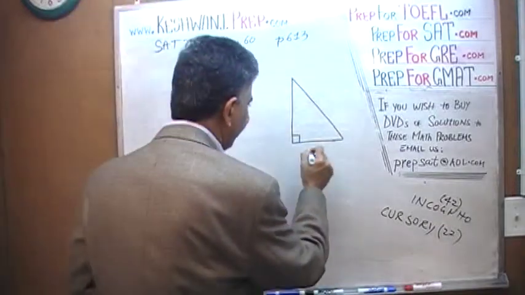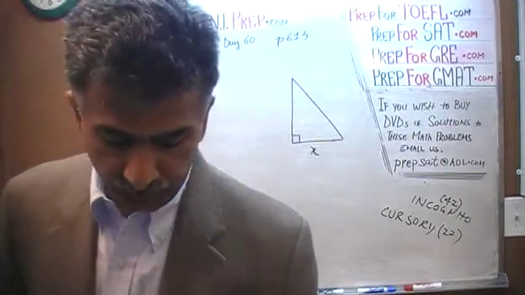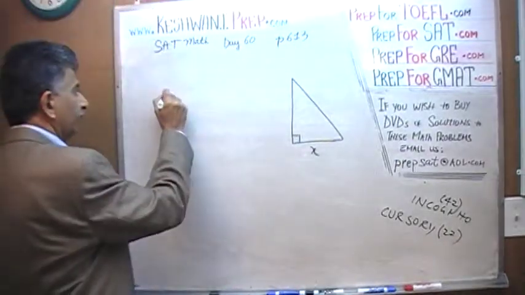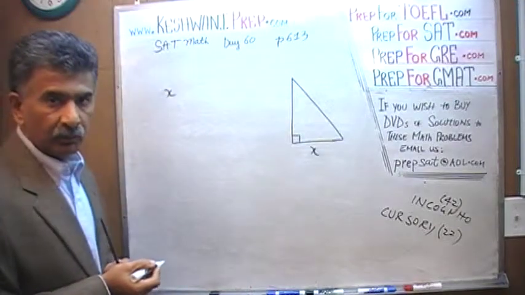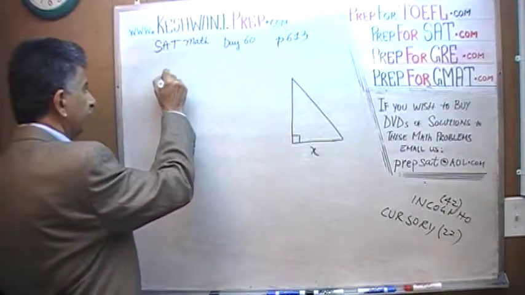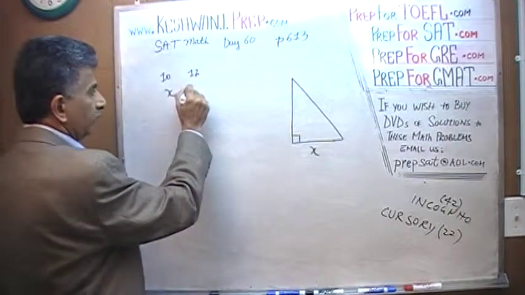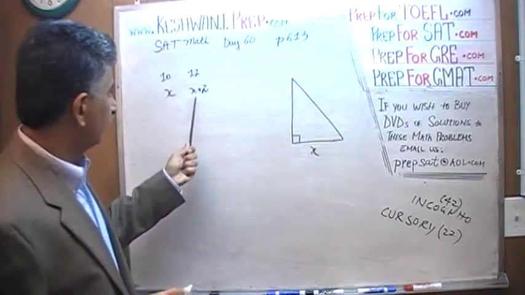So if this side is x, and since there are 3 consecutive even integers, how do we express the idea of 3 consecutive even integers if the first one is x? Well, if the first one is x, the next one is going to be 2 more than that. For example, if the first one is 10, the next one is going to be 12, which is 2 more than 10. It's x plus 2. It's 2 more than x.